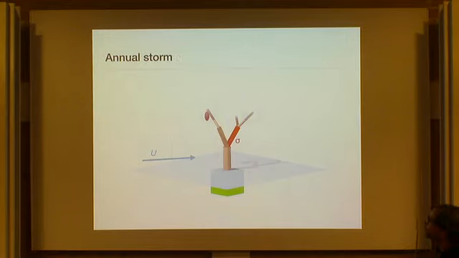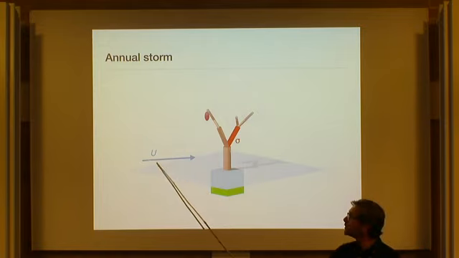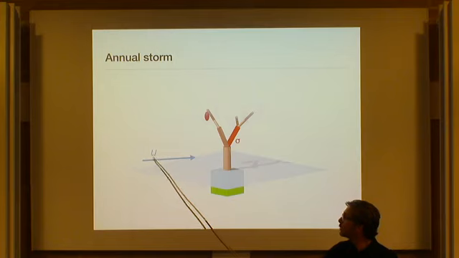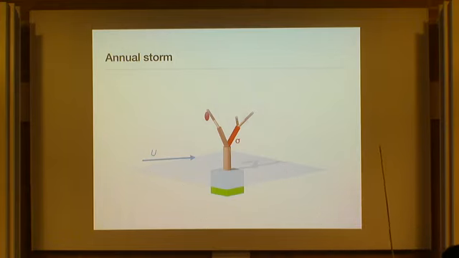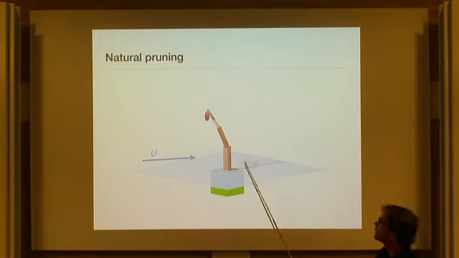And every year there's a storm. Again, I'm taking a wind, but this time it's a rare event, so it's the biggest storm of the year. I'm taking a probability of a rare event with an exponentially decaying probability. And if the stress is over a certain threshold, then the branch is shed.